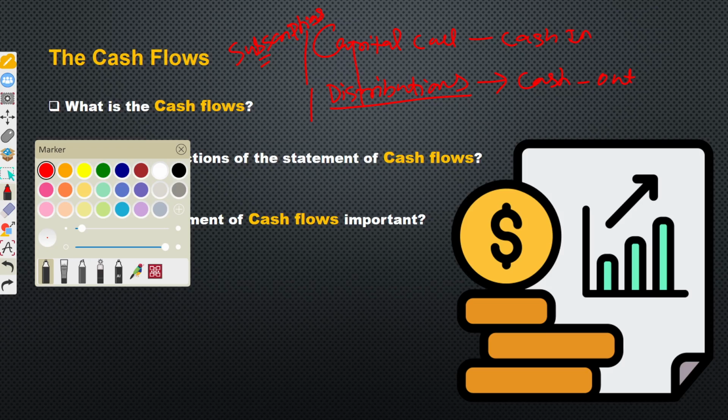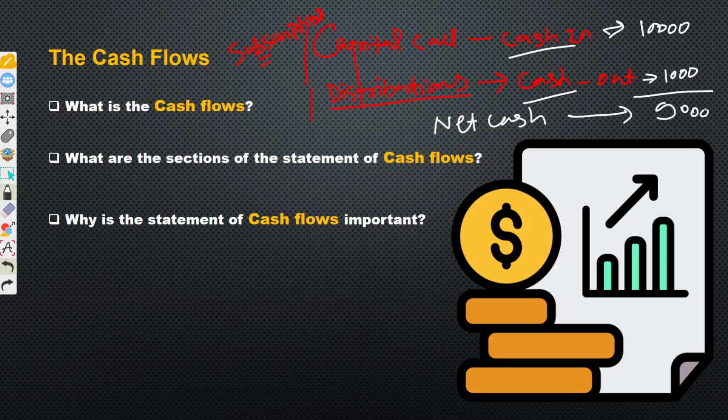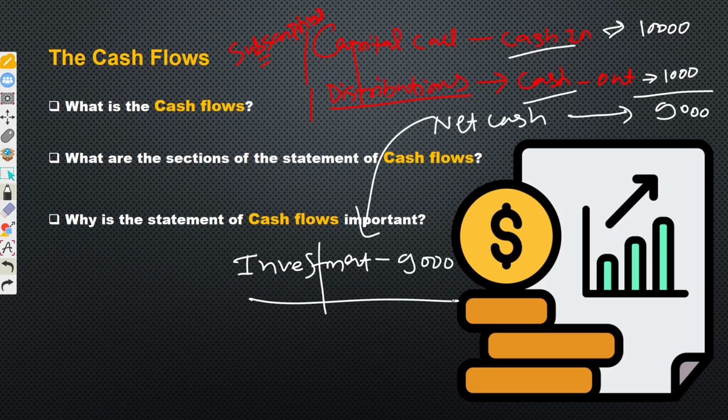So if you see here, cash in and cash out. Let's say you have received capital call worth rupees this much, and you have distributed an amount of this much. So your net cash flow would be 9,000. So it means this amount you can, of course, if you have any investment opportunity, use to take investment decisions. You can utilize this amount for investment, and that's why your cash flow statement is important. If you don't have a cash flow statement, then you will not be able to compute the net cash position of your business.